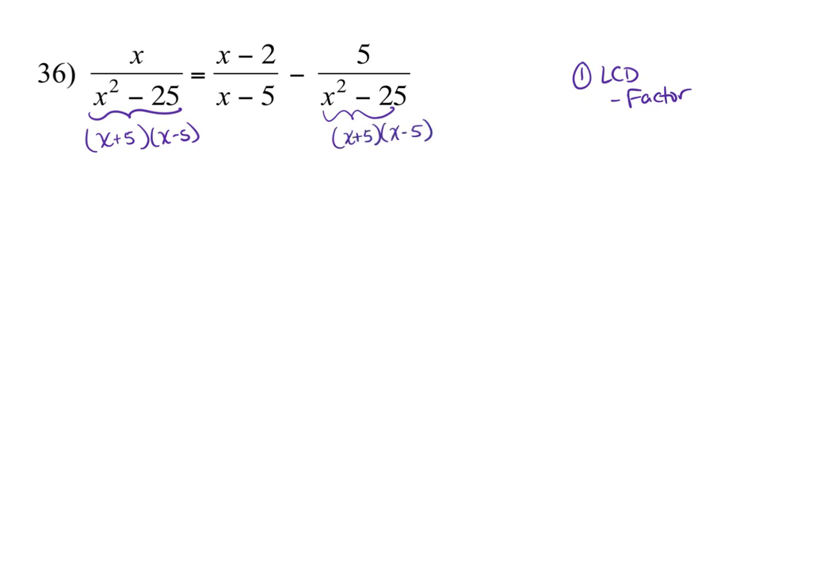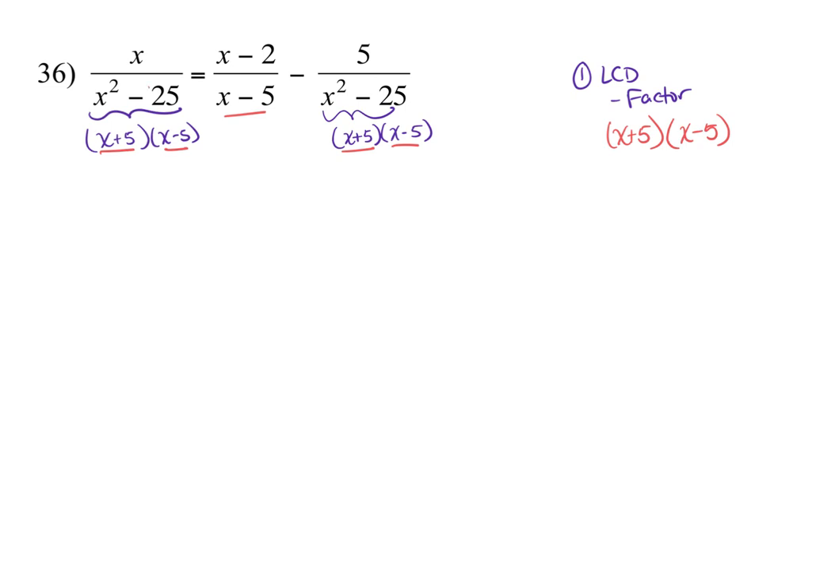All right. So I need to use the x plus 5. It's only to the first power every time, so x plus 5 will be part of my denominator. I need to use the x minus 5. It is also only to the first power in any one of my denominators, so x minus 5. So that means this is my common denominator, x plus 5, x minus 5.